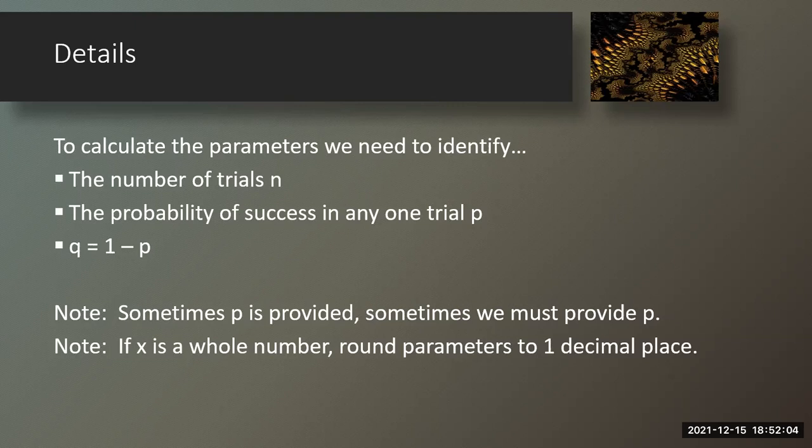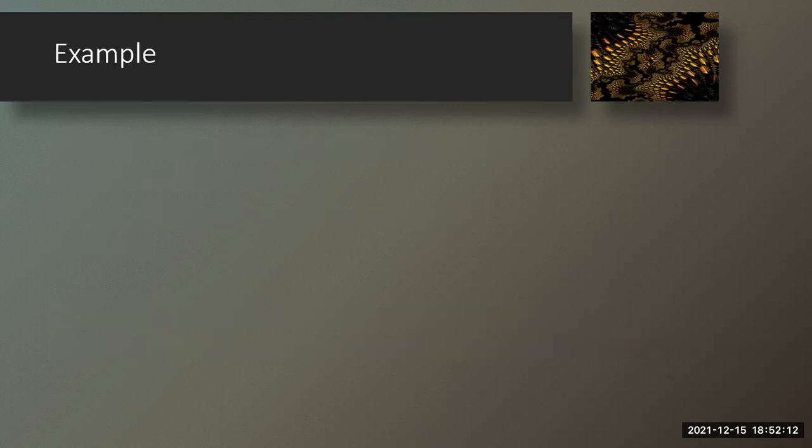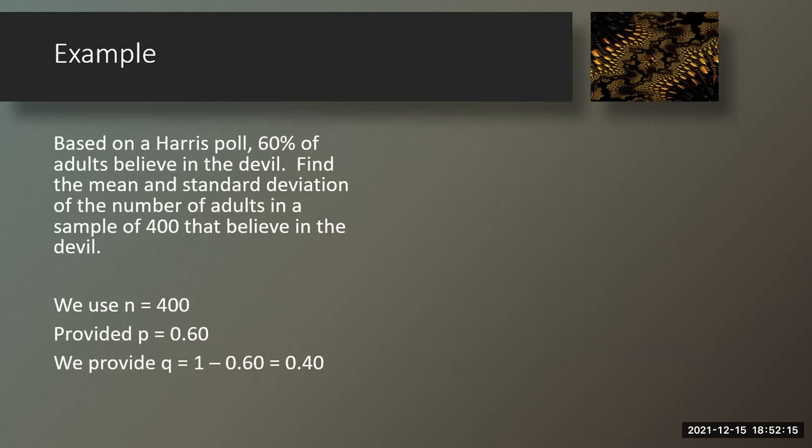And I'm hard put to think of a time in chapter 5 here where we don't have whole numbers for X's. Here's an example. So based on the Harris poll, 60% of adults believe in the devil. Find the mean and the standard deviation of the number of adults in a sample of 400 that believe in the devil. So if we use those 400, we have our n, and the 60% gives us a p of 0.60. And we can provide q, 0.40. Remember, p and q have to add to 1. So those are the values I actually need for my formula.